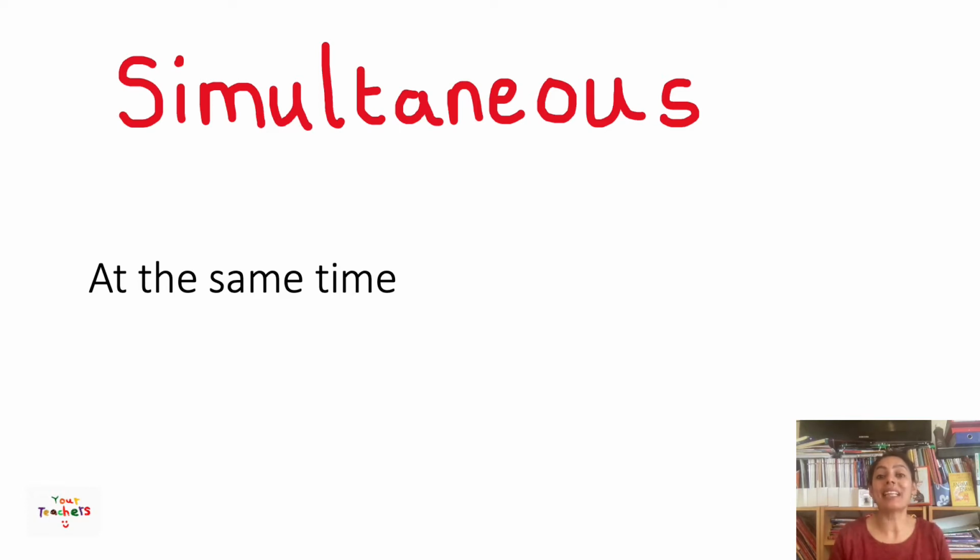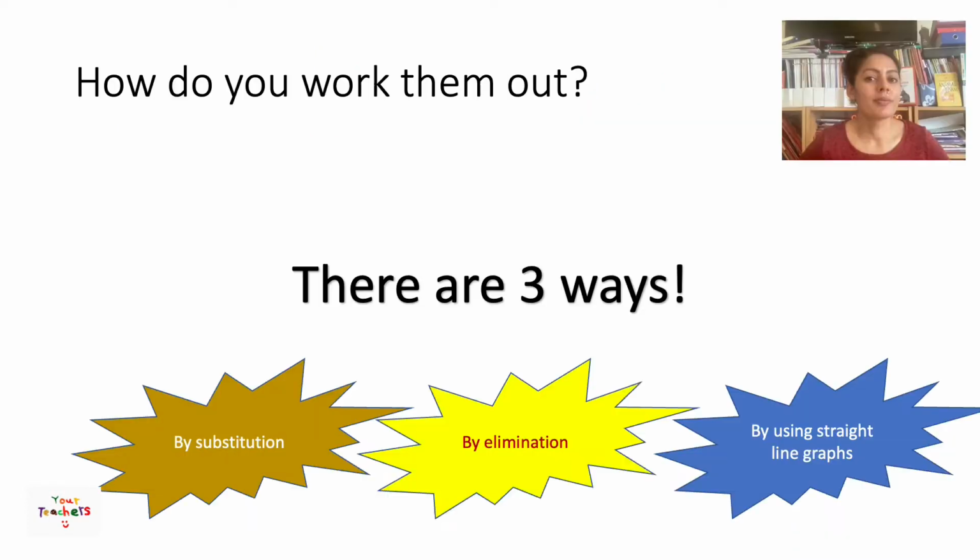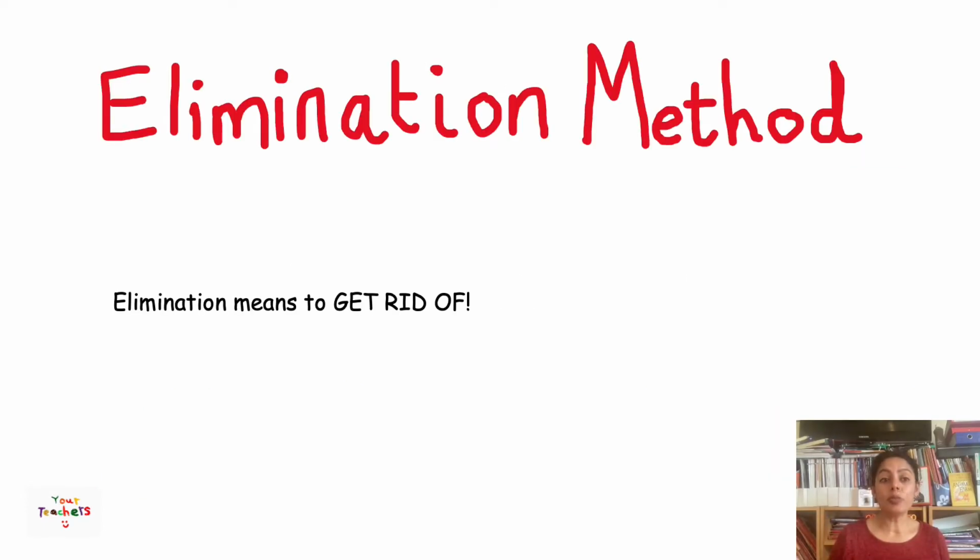Simultaneous, well, that means at the same time. Now, simultaneous equations are funny because there are three ways that we can solve these equations. There's by elimination, there's by using a linear graph, and there's also by substitution. But today we will be focusing on the elimination method. Elimination method, well, elimination means to get rid of.